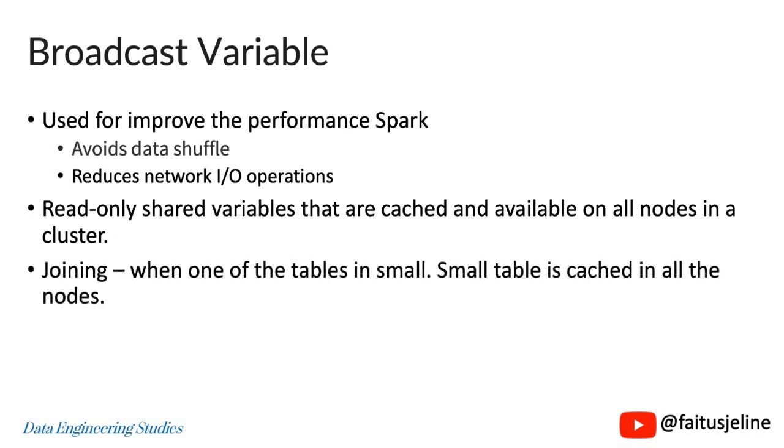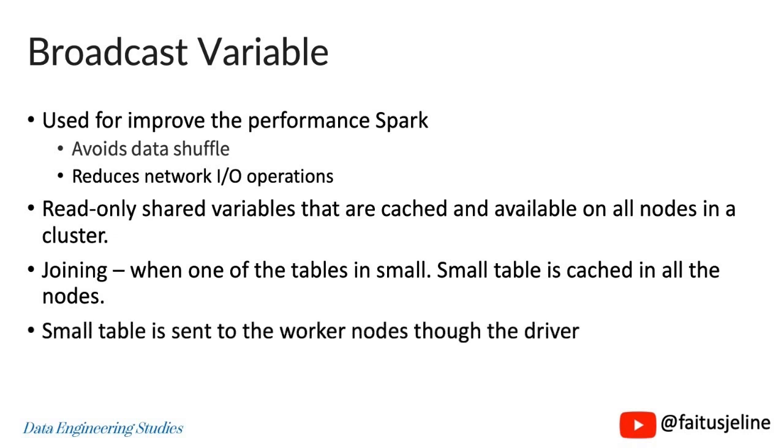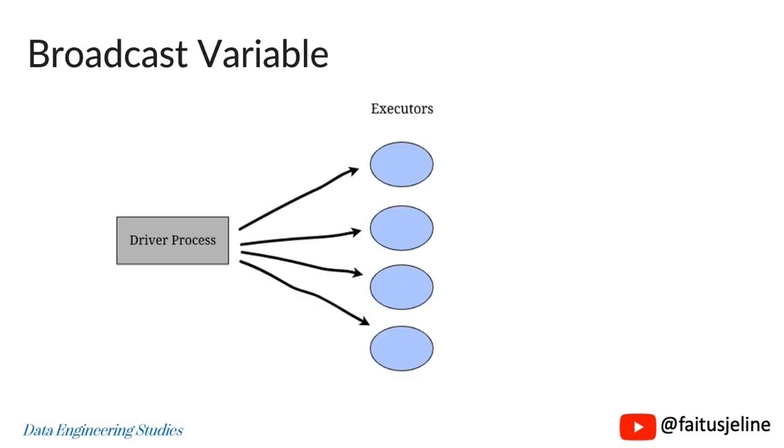Broadcast variable is mainly used in the joining conditions when one of the tables is small. The small table is cached in all the nodes. The small table is sent to the worker nodes through the driver. Spark works in master-slave architecture. There will be one master node and the data will be partitioned across multiple worker nodes.